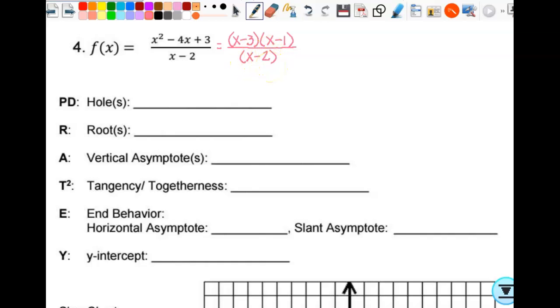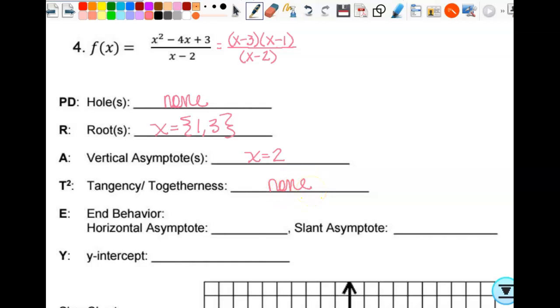Do I have any point discontinuities? No, so I put none here. How many roots do I have? 2. So I have x equals 1 and 3. How many vertical asymptotes do I have? 1. So that is x equals 2. Do I have any tangency or togetherness? No.